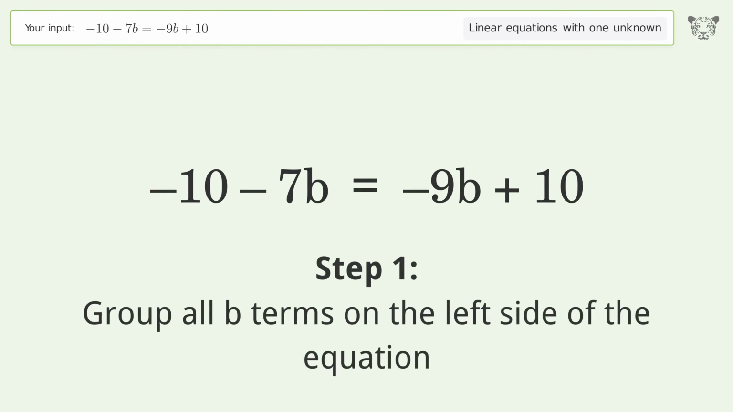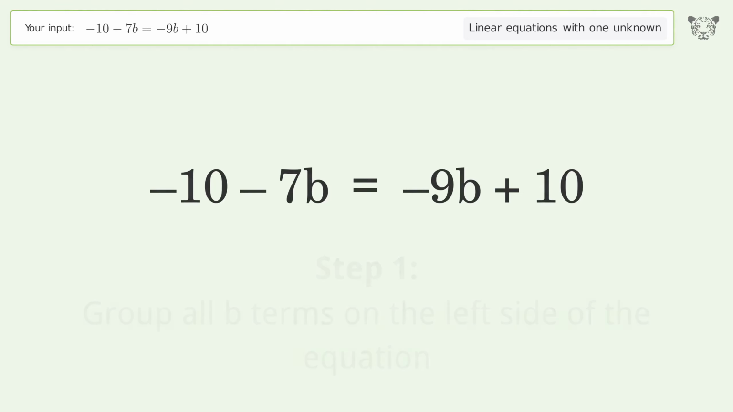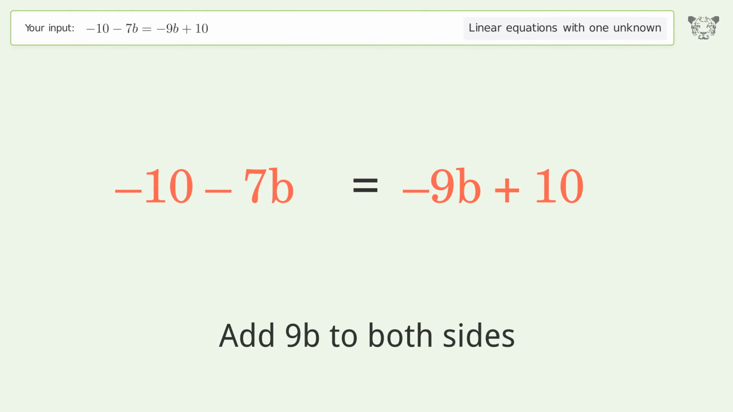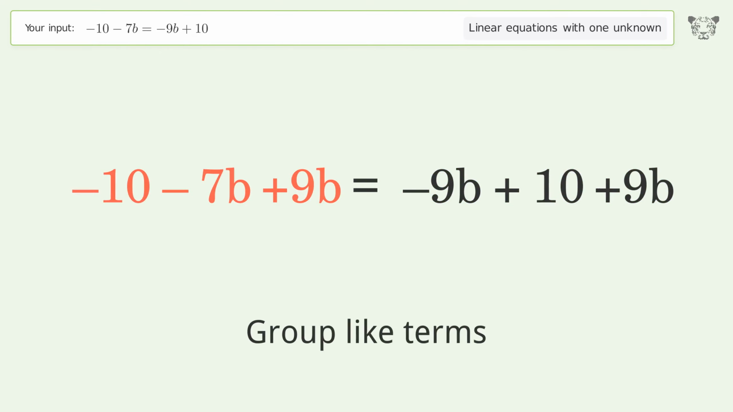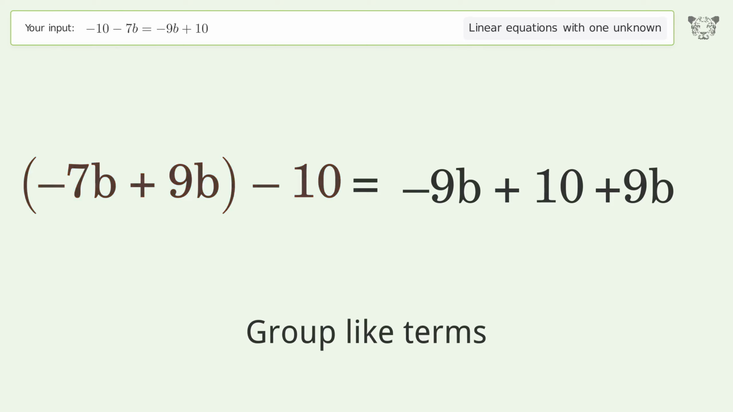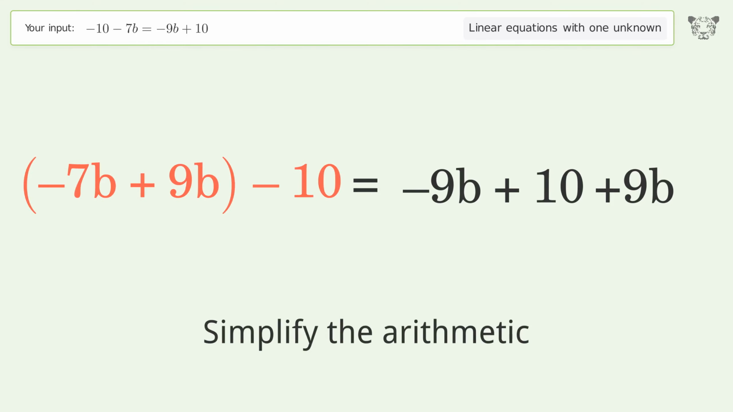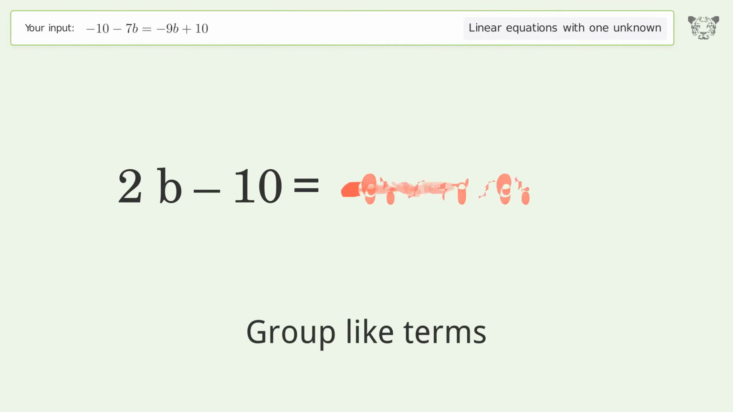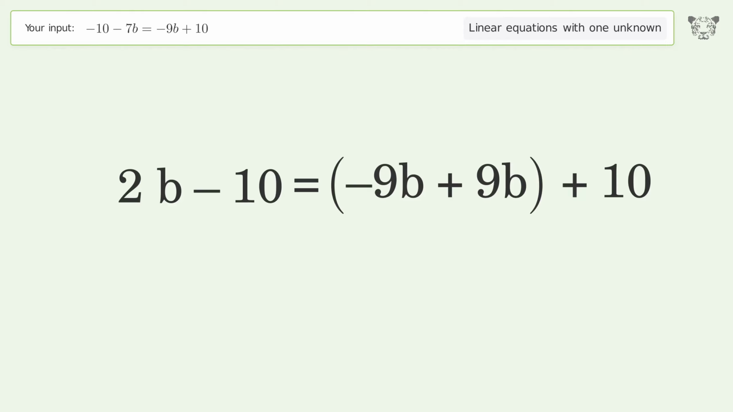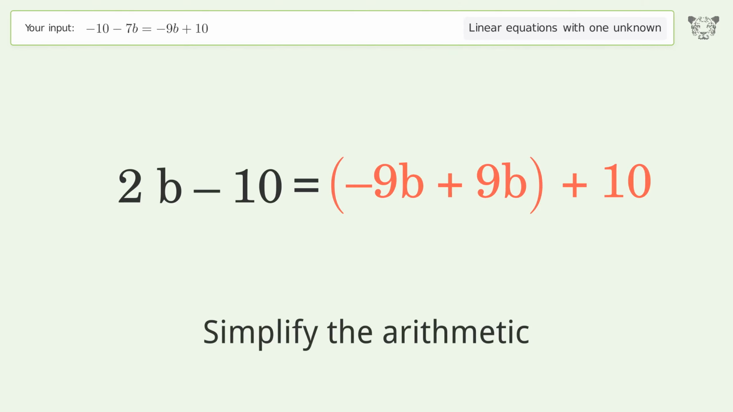Group all b terms on the left side of the equation. Add 9b to both sides. Group like terms. Simplify the arithmetic. Group like terms. Simplify the arithmetic.